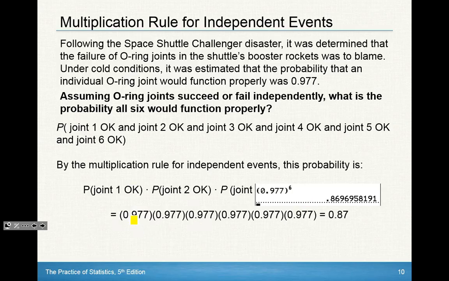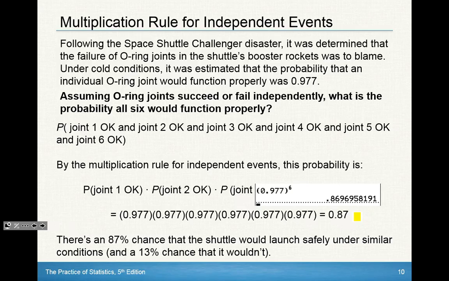I don't know about you, but I like to shorten things as much as possible in the calculator. So instead of typing all this out and risking typing in something wrong, I just went ahead and did 0.977 to the 6th power. Notice that when you round it, it does give you the same answer. So shorten things for yourself if you can. Multiplying something by itself 6 times is the same thing as raising it to the 6th power. Okay, so there's an 87% chance that the shuttle would launch safely under similar conditions. So there was a 13% chance that it would not launch safely, because 13% of the time, at least one of the joints would malfunction.